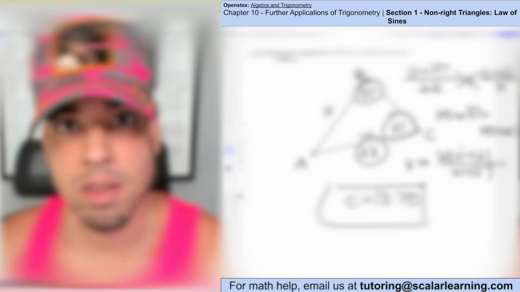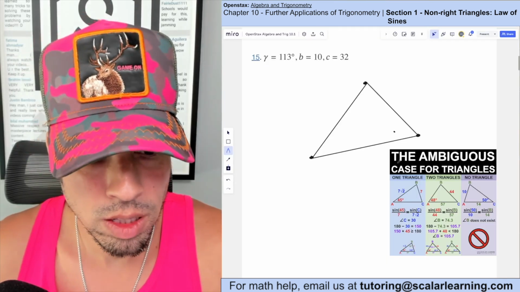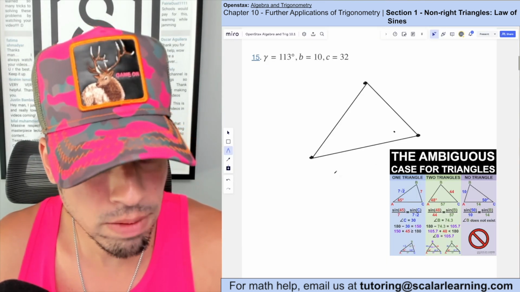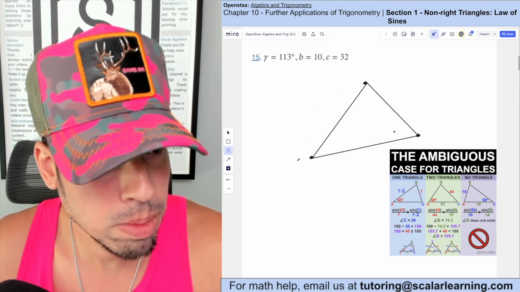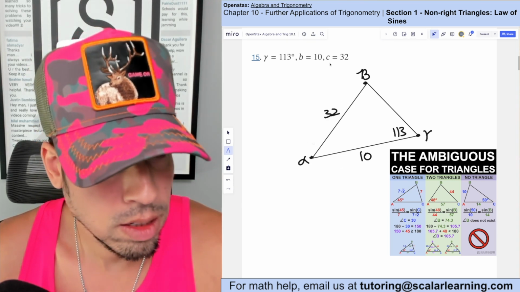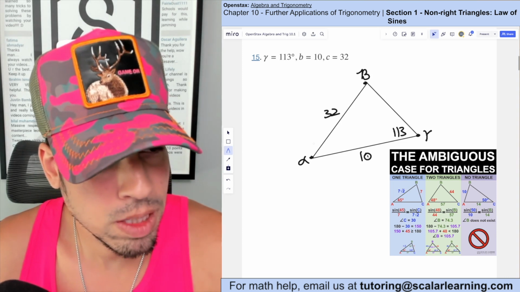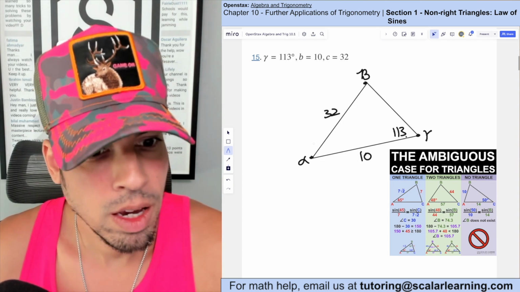13.70. Boom, done. So for this one, we're going to follow along with the ambiguous case for triangles infographic, and we're going to set the triangle up. So we got it like so, right? The side C is opposite gamma, little b is opposite beta, and so on and so forth.